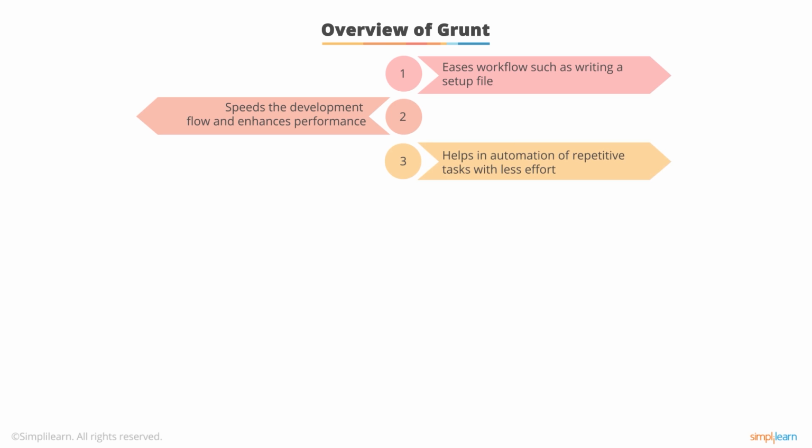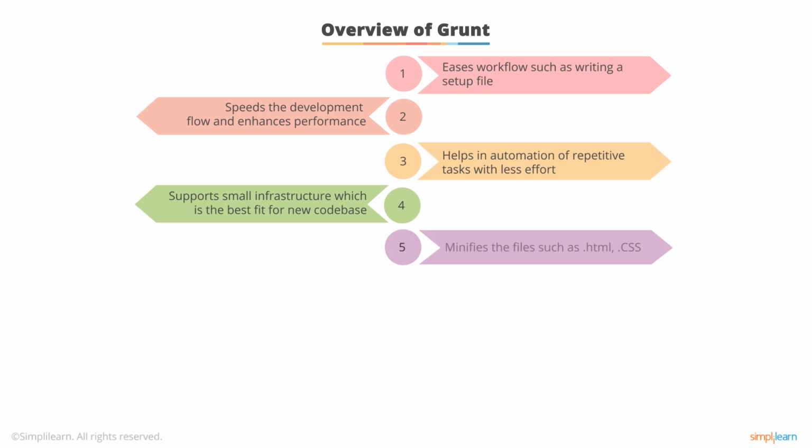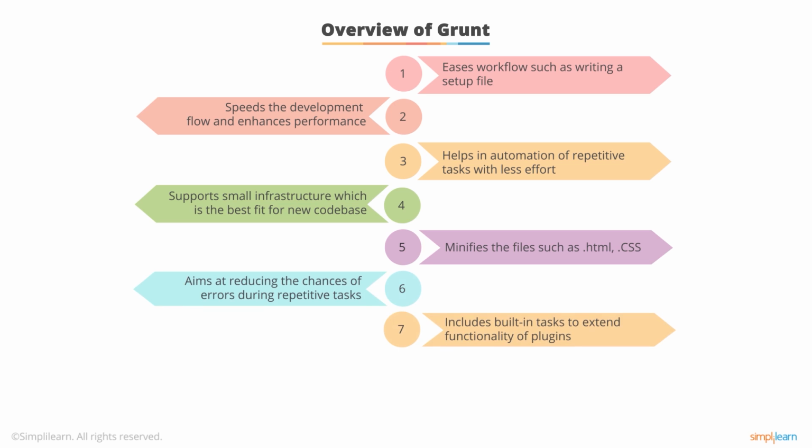It helps with the automation of repetitive tasks with less effort. It supports a small infrastructure, which is a best fit for new code bases. Grunt minifies files such as HTML and CSS, thus reducing the potential problems with network latency. Grunt aims at reducing the chances of errors during repetitive tasks, and it includes built-in tasks to extend functionality of plugins. Currently, Grunt has over 4,000 plugins and can be used in large production sites.